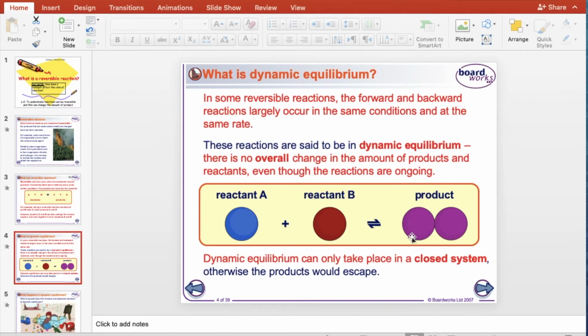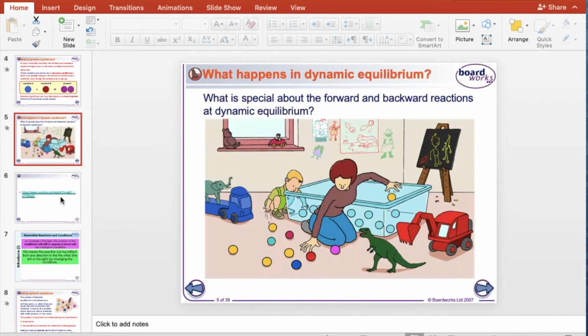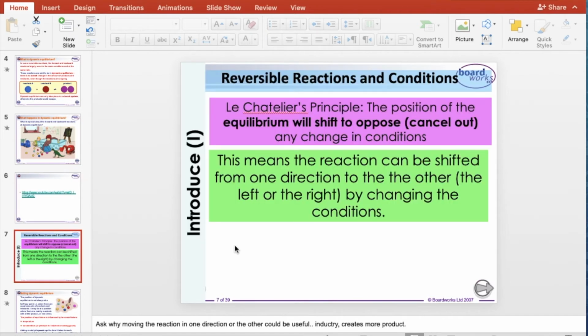So there will be no addition of matter or matter escaping. It's only going to be energy transfer in the process. There's a link in that video that you can follow. I'm just going to explain a few of the main conditions that affect dynamic equilibrium.